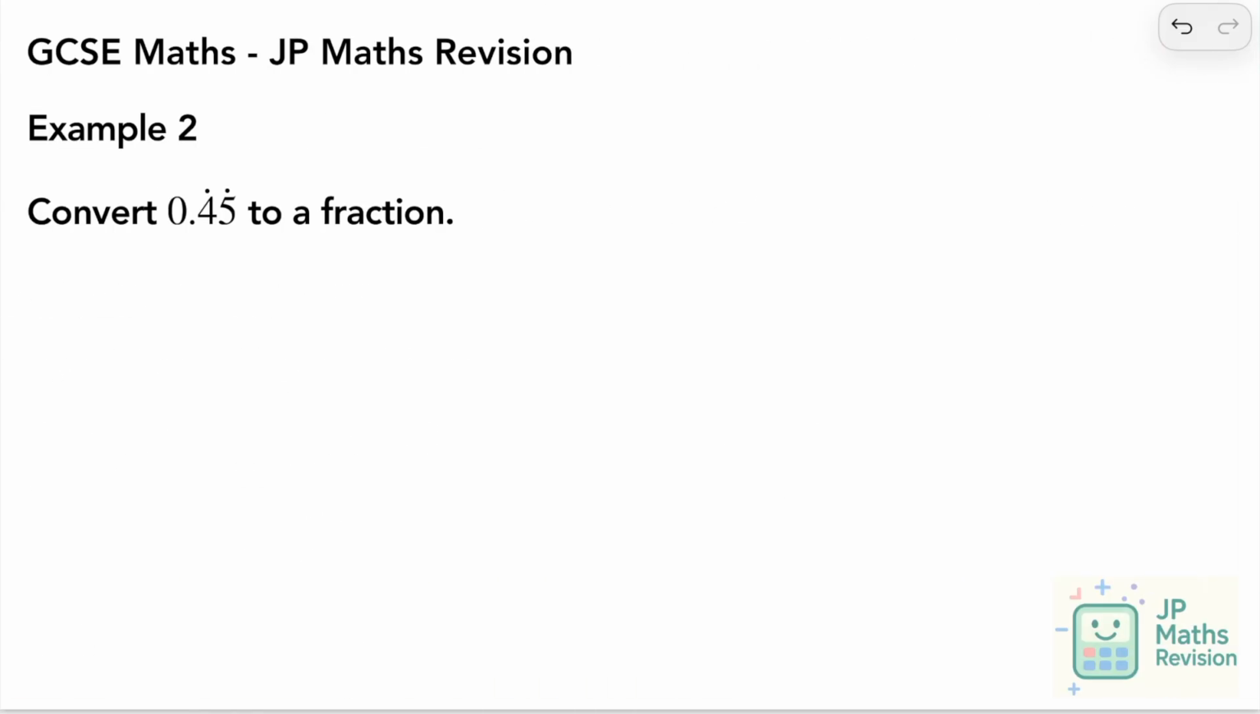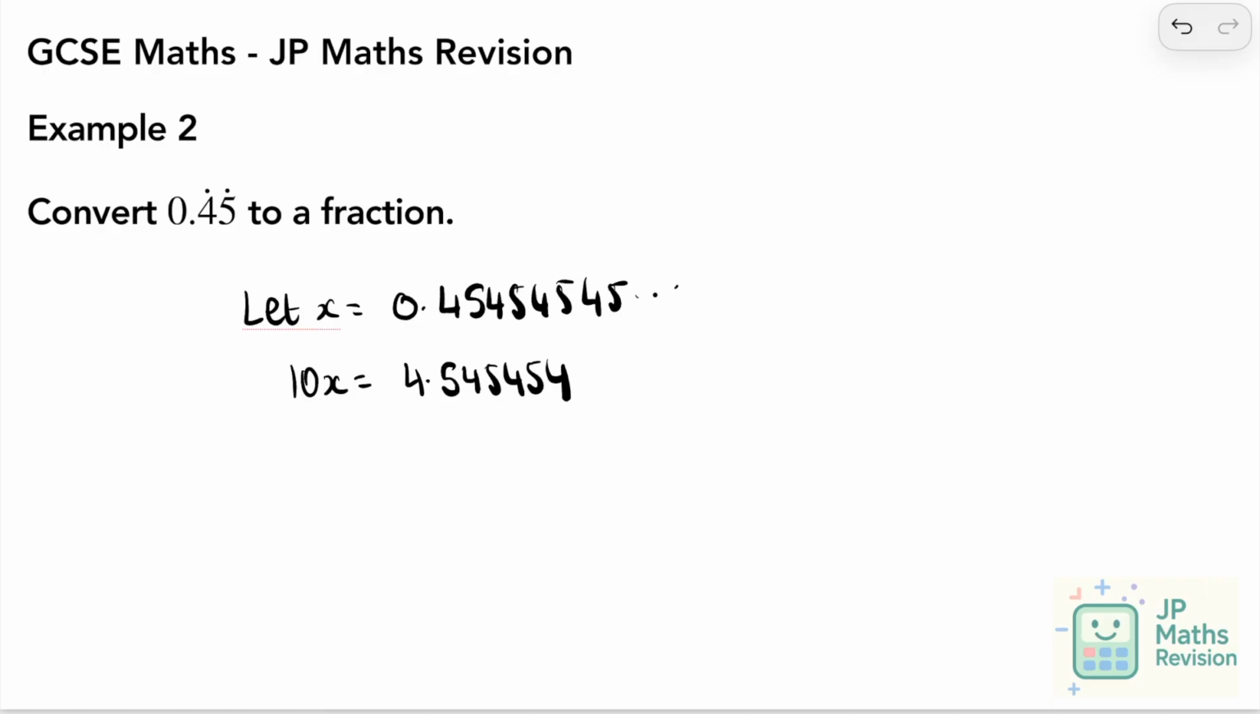Here's another example. This time we have 0.45 recurring. Again, I'm going to let x equal 0.45 recurring, and I'm going to write down the first couple of digits. So I'm going to write 4, 5, 4, 5, 4, 5, 4, 5, and so on and so forth. Now, as usual, I'm going to work out what 10x is.